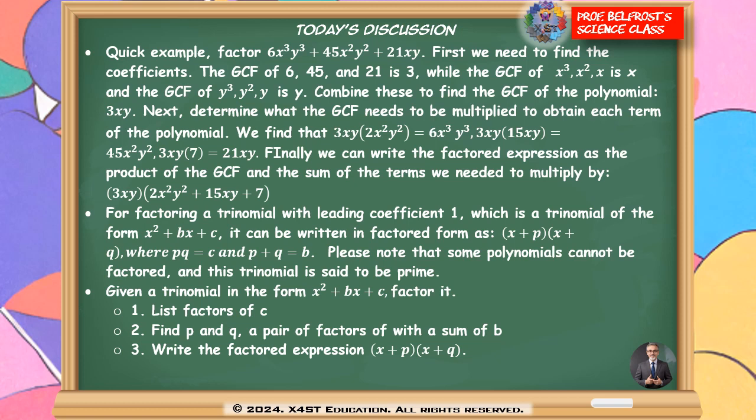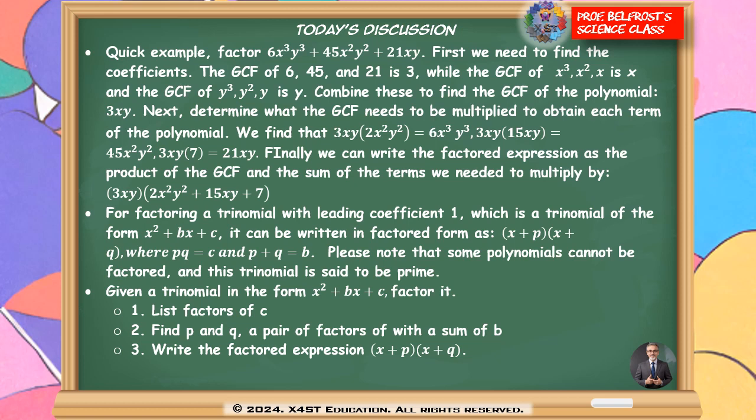Okay, so for factoring a trinomial with leading coefficient 1, which is a trinomial of the form x squared plus bx plus c, it can be written in factor form as (x plus p)(x plus q), where pq equals c and p plus q equals b. Please note that some polynomials cannot be factored, and such a trinomial is called prime. We need to follow this form.